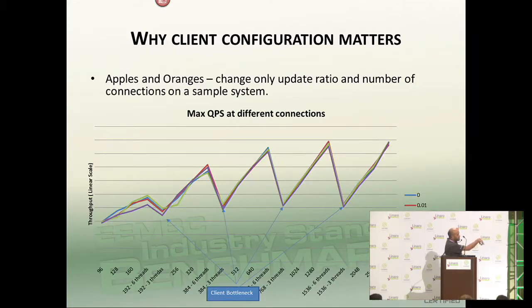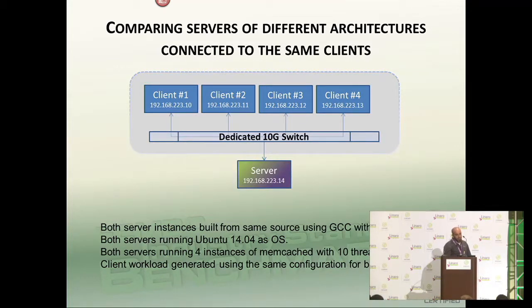And these little dips that you notice all the way at the bottom here are client bottlenecks. So we want to make sure that the numbers that we chose, as Markus said, don't make a server look particularly good or particularly bad given a set of parameters. So how do we do this?